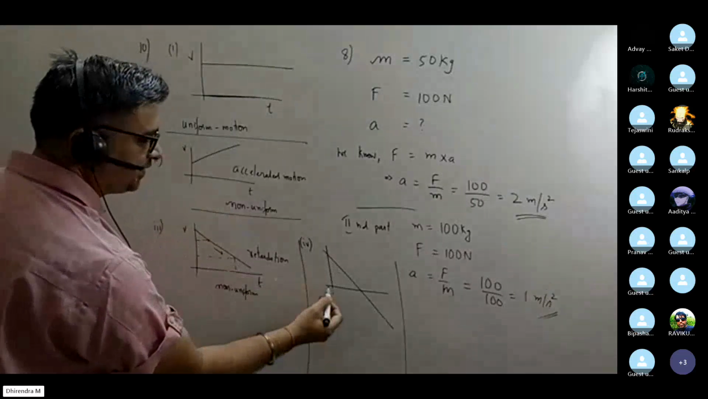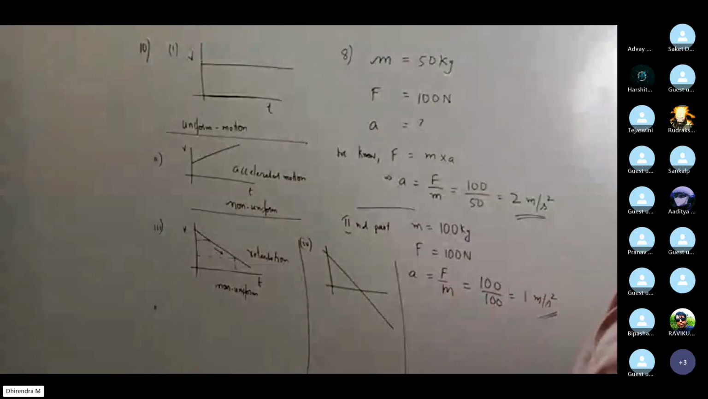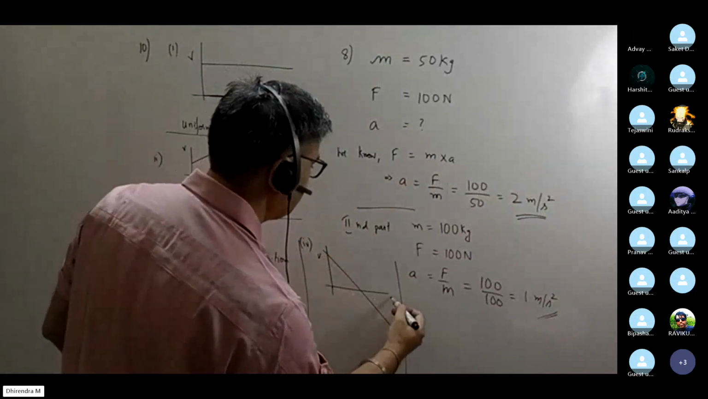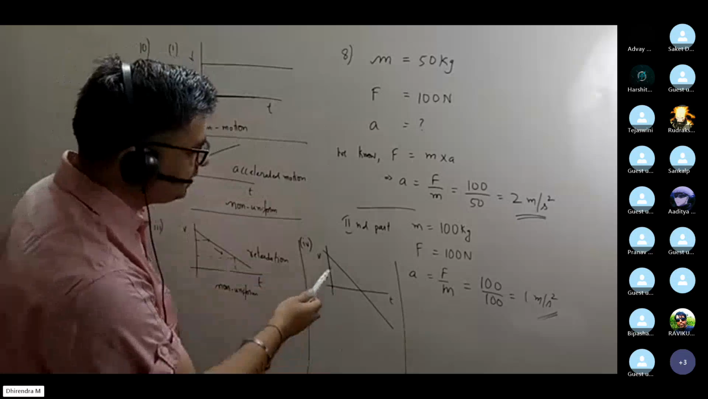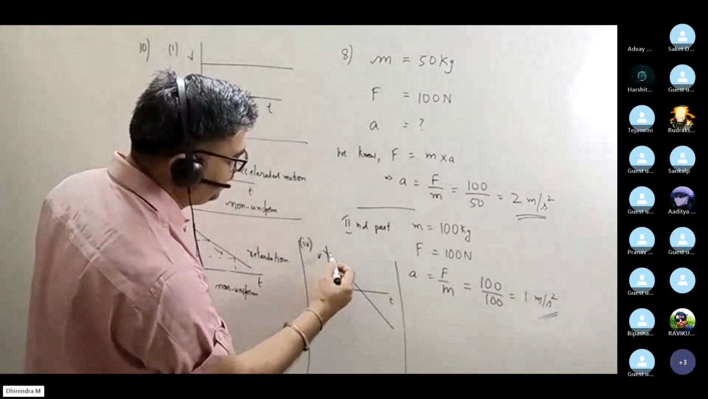Now, let us look at this. This is interesting, folks. Just try to understand. Don't write anything. You will miss it otherwise. Just get this right, folks. This is V and this is T. See, in this case, what is happening from here to here?